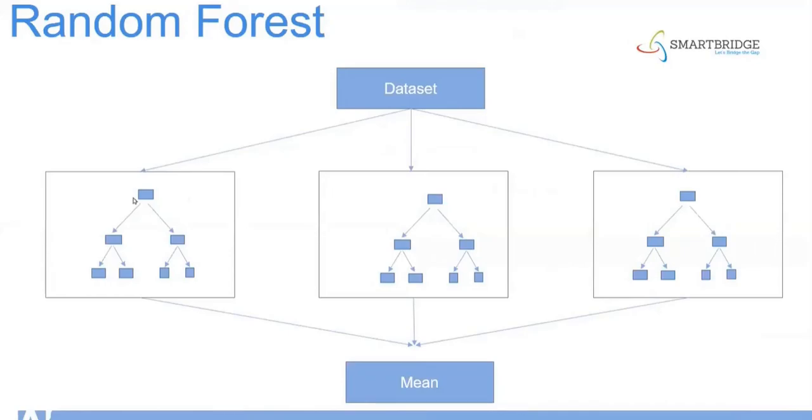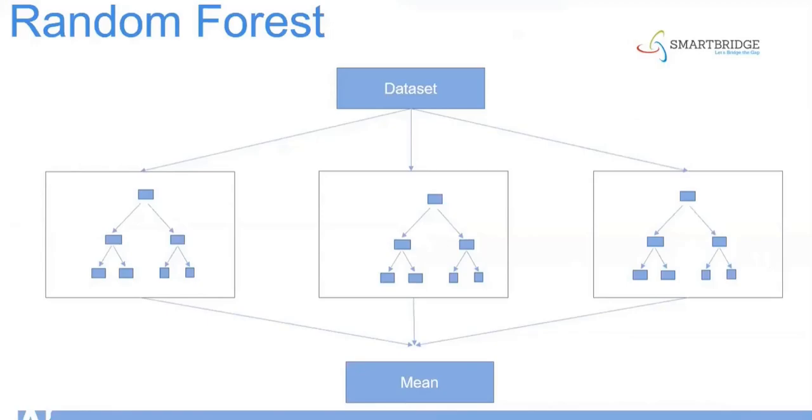Suppose this one gave, he will play. This one gave, he will not play. This decision tree gave, he will play. Now what would be the answer? That is a classification problem. Now what would be the answer? Because here the majority is yes. So that's the reason he will play.